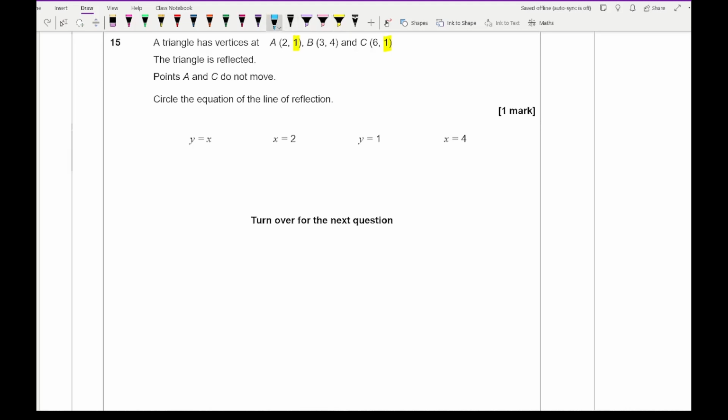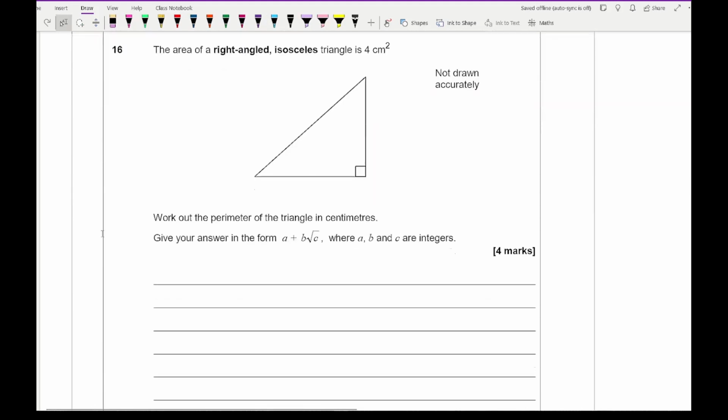And so y equals 1 will be our reflection line. Then with question 16, it says that the area of a right-angled isosceles triangle is 4 centimeters squared. Work out the perimeter of the triangle in centimeters. Give your answer in the form a plus b root c.